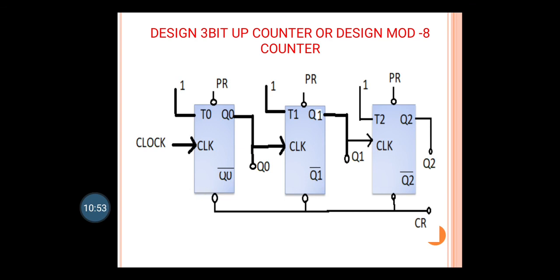Here you can see 3 T flip-flops are used. T0, T1, T2 are directly connected to 1, as it is an asynchronous counter. So remember, in asynchronous counter design, connect all inputs T0, T1, T2 to 1. The clock is connected only to the first flip-flop, then the output of the first is connected to the second clock, the output of the second is connected to the third clock, and so on.